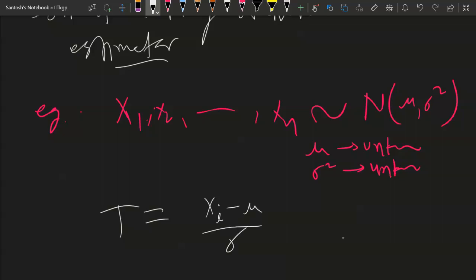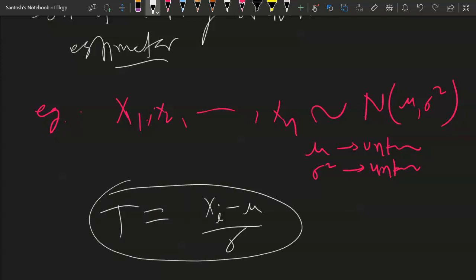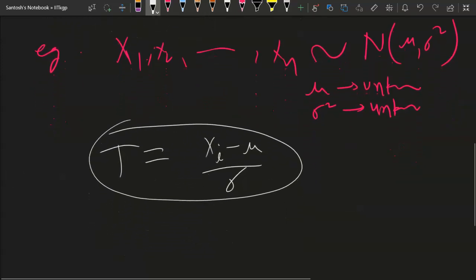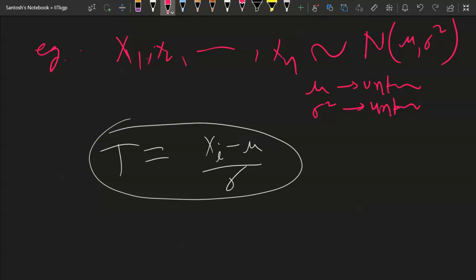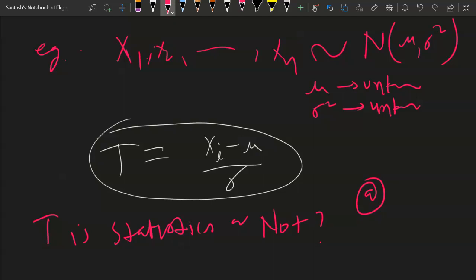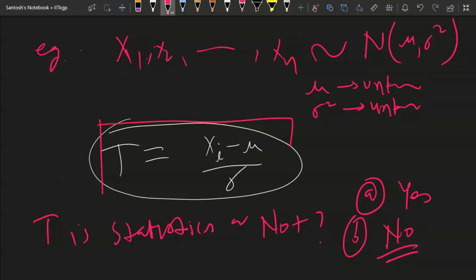If I ask you whether t is a statistic or not, can we say t is a statistic? You have to answer yes or no. Option A is yes, option B is no. There are only two choices. Can we say this t is an estimator, in other words, a statistic simply? Is t a statistic or not?